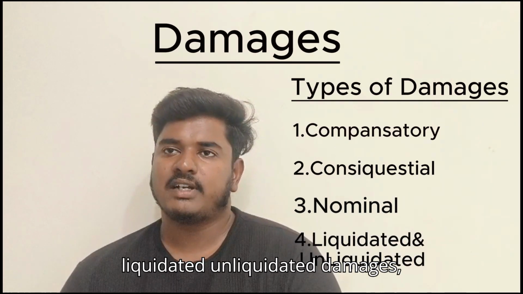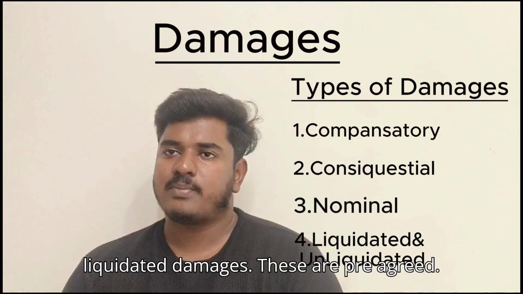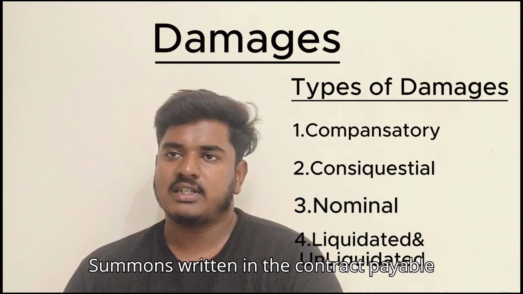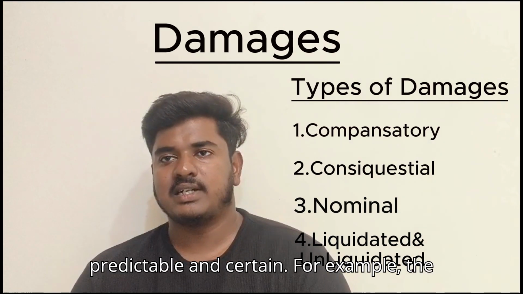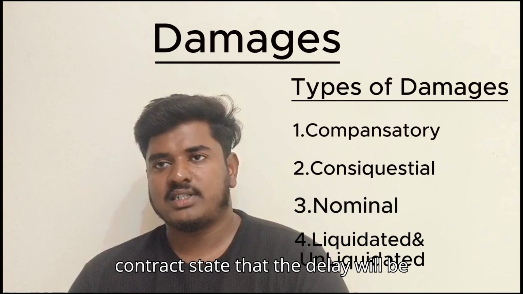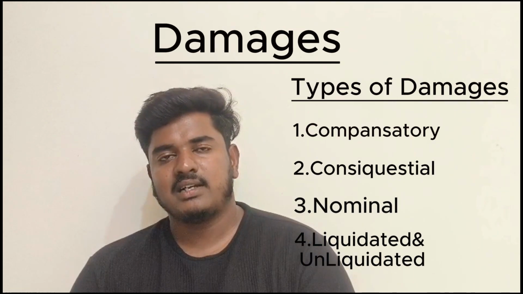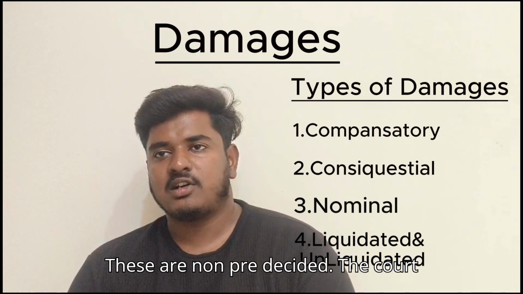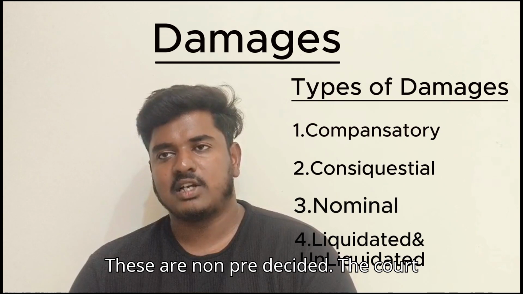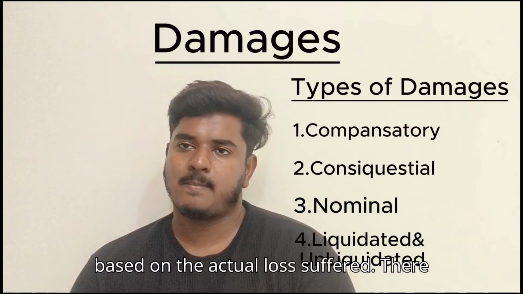And fourth one is liquidated and unliquidated damages. Liquidated damages are pre-agreed sums written in the contract, payable in case of the breach. They are predictable and certain. For example, a contract states that a delay will lead to 10,000 rupees per day as damages. Unliquidated damages are not pre-decided. The court assesses and determines the compensation based on the actual loss suffered.